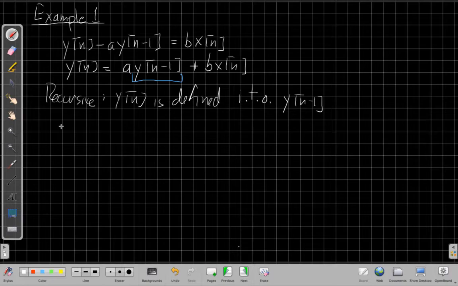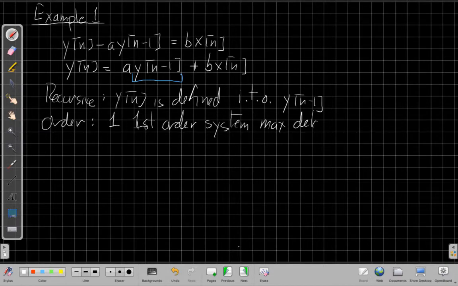And then to find the order, that's the maximum delay in the system for y of n. If I look at this, the biggest delay is 1. So we'd say this is a first order system, because the maximum delay in the system is 1.